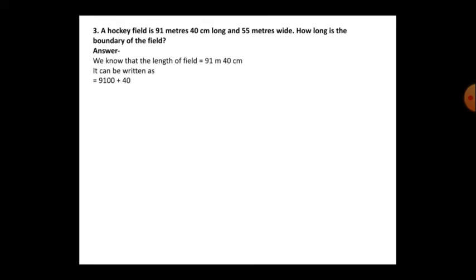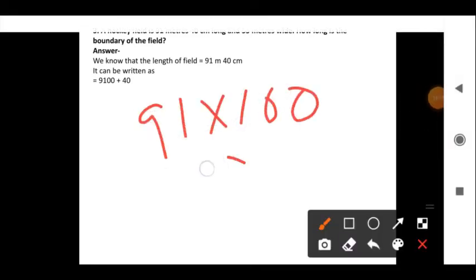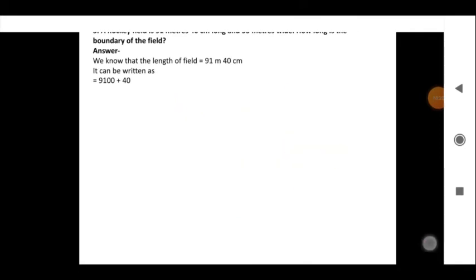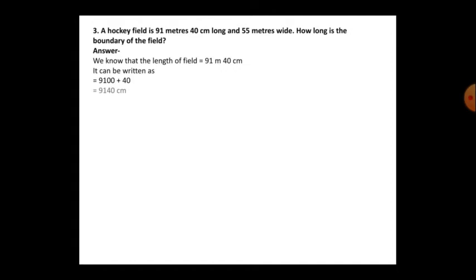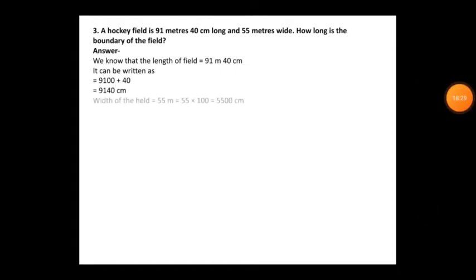1 meter is equal to 100 centimeter. So 91 meter means 91 into 100, that is 9100 plus 40 centimeter. You are converting into centimeter. It is 9140 centimeter. Now the width of the field equals 55 meter.